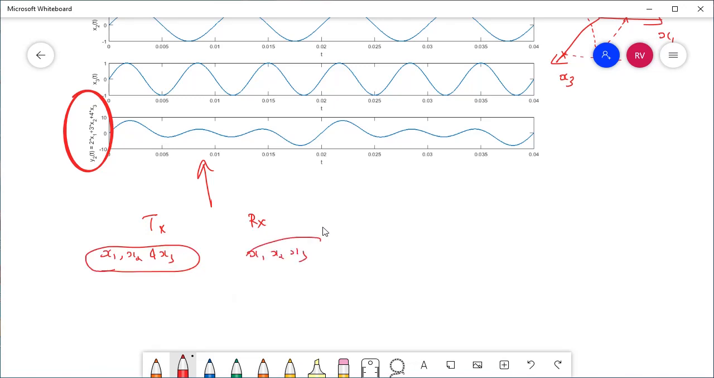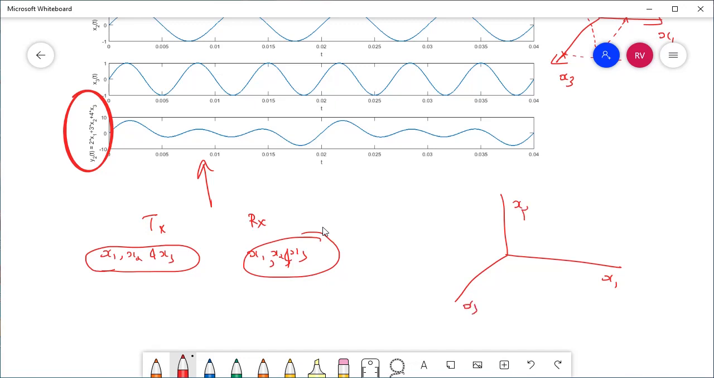Okay, the transmitter and receiver know x1, x2 and x3. In that case you don't have to transmit this entire signal to the receiver. You just need to transmit the components the signal y has in x1, x2 and x3.